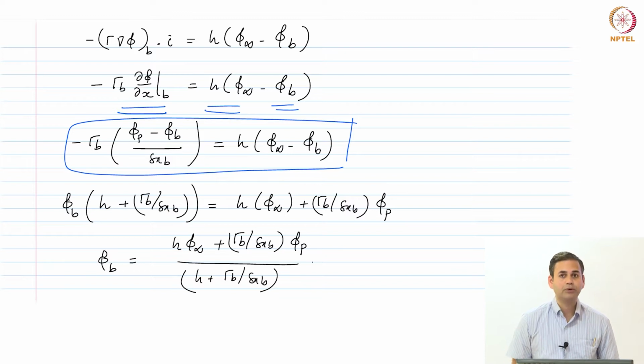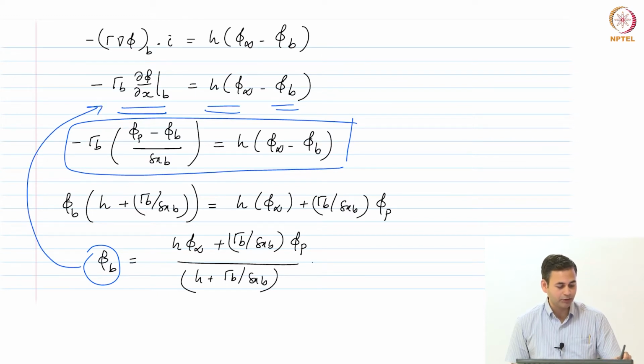Okay, so that's what we have for phi b. Now what we said is we want to get rid of the dependency on phi b. So we have to substitute this phi b back into where? Into the diffusion flux, right? So essentially I'm going to substitute phi b back into the definition for diffusion flux that we have here, okay?